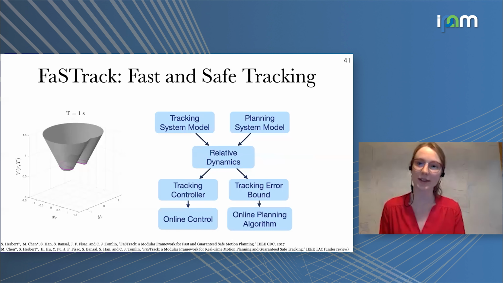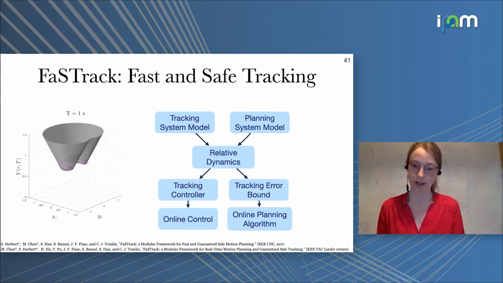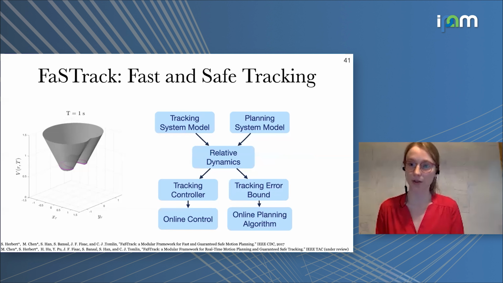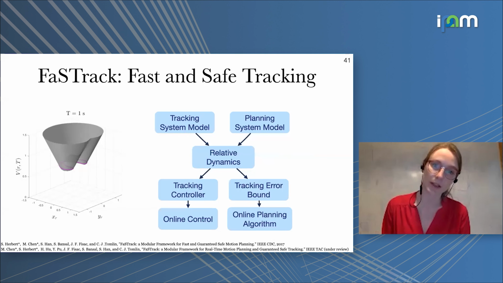Okay, so this is the pre-computation that we did. We got our tracking system model and our planning system model. We use this to get our relative dynamics that we use to inform our tracking controller, which will give us our online control, and our tracking error bound for the online planning algorithm. So now that we've talked about the pre-computation, let's discuss what happens online.